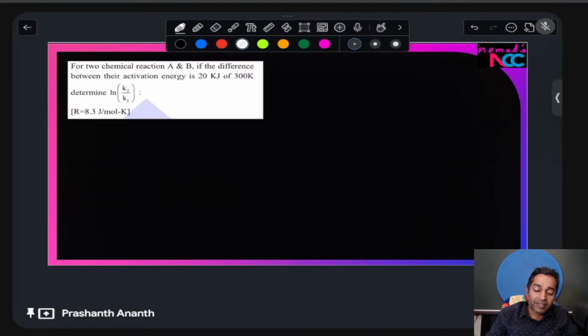For two chemical reactions A and B, if the difference between their activation energy is 20 kilojoules, at 300 Kelvin, I'm not going to take it at any other temperature. At 300 Kelvin we'll take. Determine ln of K2 by K1. Okay, this is a fairly straightforward question here. So we can write like this.